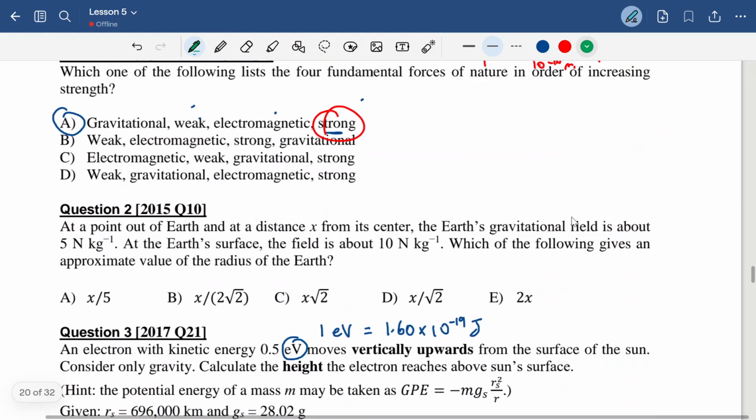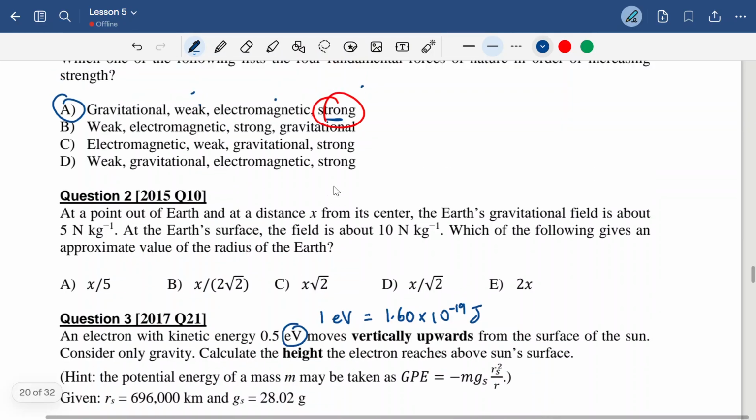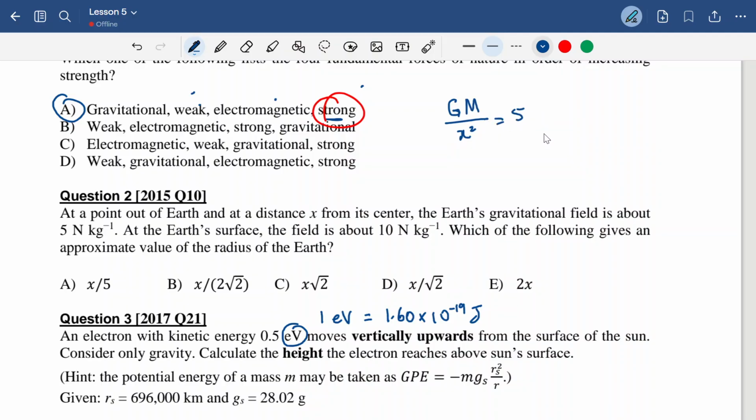Question 2. At a point out of Earth at a distance x from the center, Earth's gravitational field is about 5 newtons per kg. And at the Earth's surface it is 10 newtons per kg. What is the approximate value of the radius of Earth? So this is actually a two scenario question. We know that gravitational field, you just need to know the formula, G m over x squared. In this case, it's 5. That's equation 1. G m over radius of Earth squared is 10.